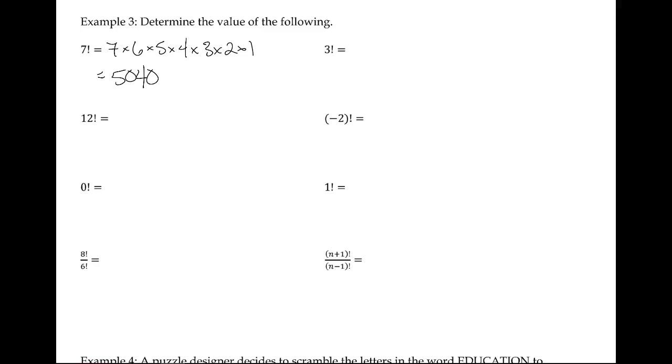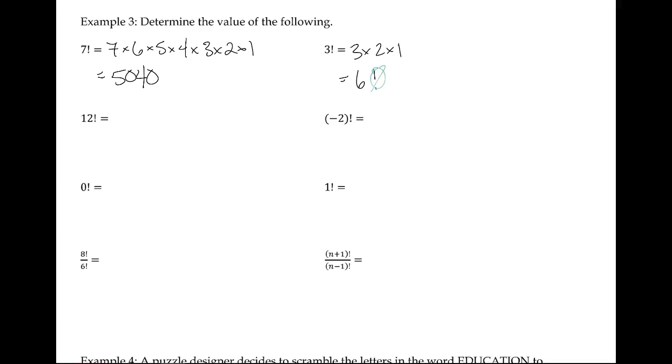Okay, so 3 factorial, I know that one because it's nice and easy. It's 3 times 2 times 1, which is 6. Don't get excited and write an exclamation mark at the end. That is bad. Don't do that. Instead, we're going to keep working.